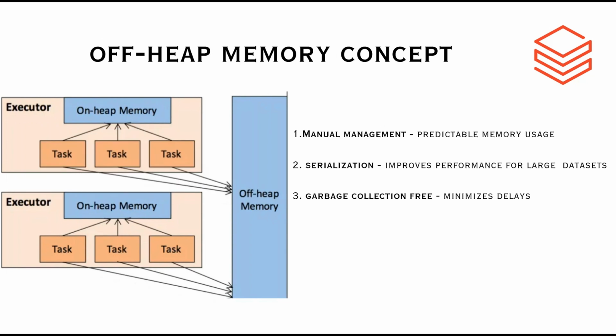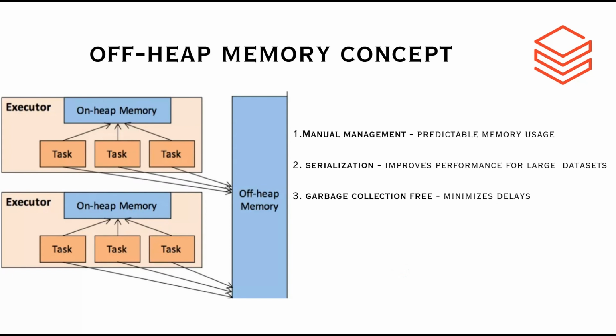Off-heap memory is allocated directly from the operating system and it exists outside the JVM. Spark uses this memory to bypass the JVM garbage collection and reduce the memory pressure. This is especially useful for workloads that process large-scale data.